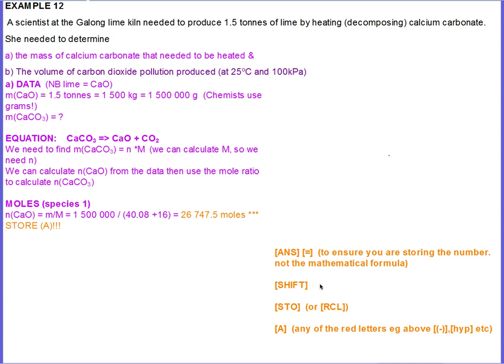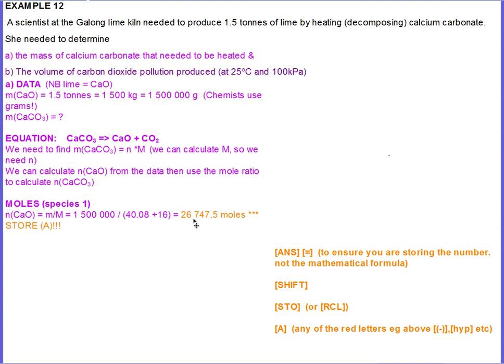To store that number that's on the screen now, you press Shift, you press the Store button on your calculator, which is usually above the RCL button, so you just press Shift and the RCL button, and then you press A. Now, above one row of your keyboard on your calculator, there'll be a series of red letters. On my calculator, it's above the negative sign in the brackets, above the hyp, the sine, the cos, and the tan. All those red letters are different memories in your calculator. So what we're going to do is store this in memory A.